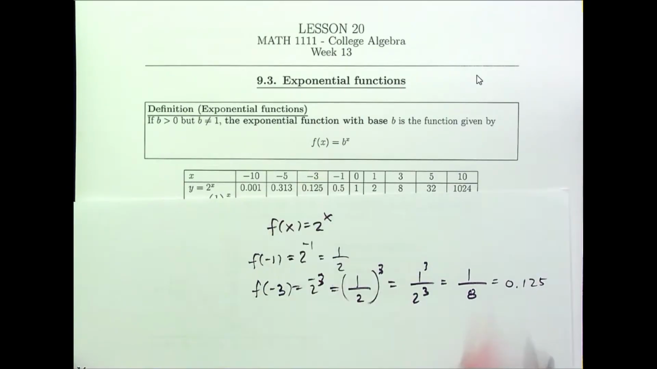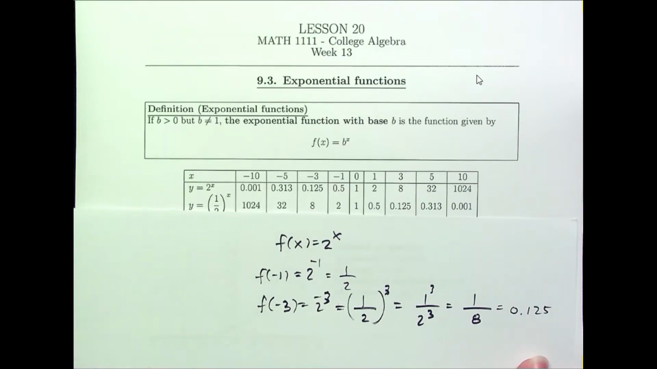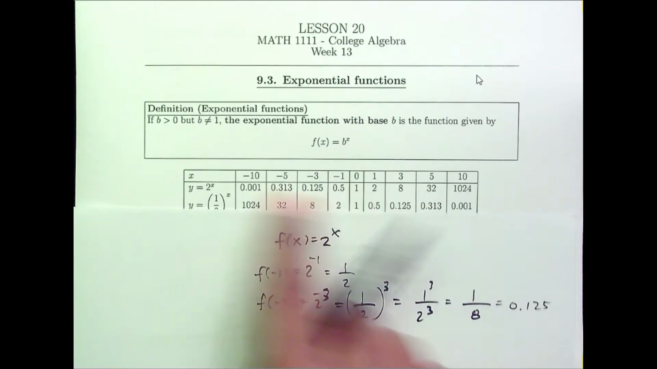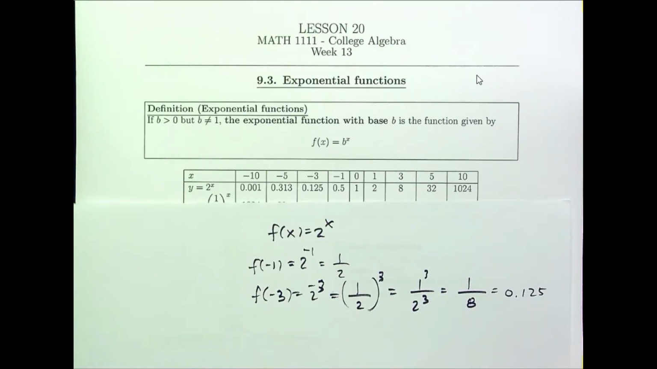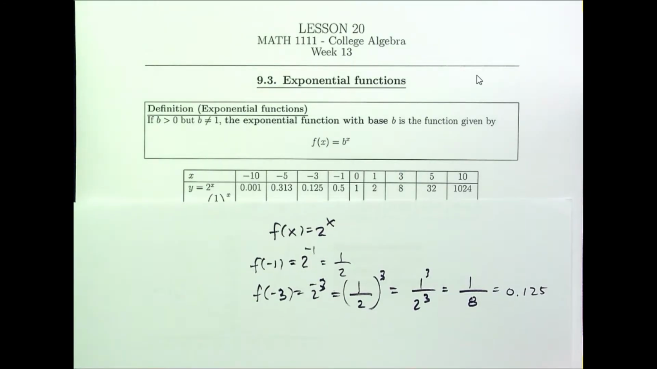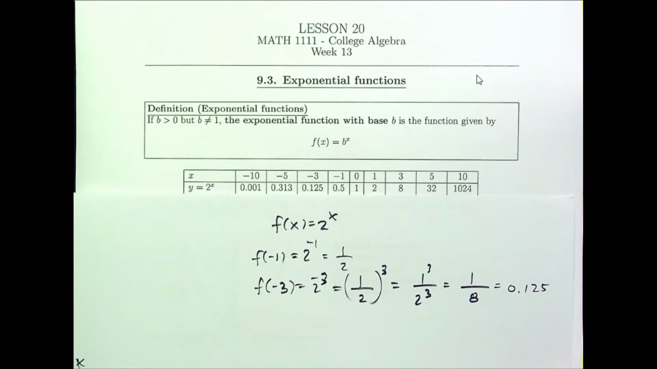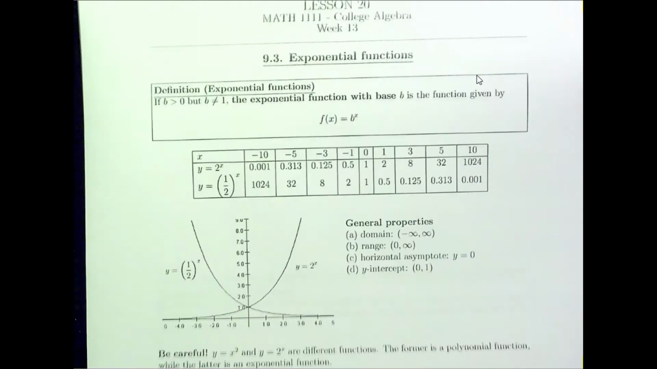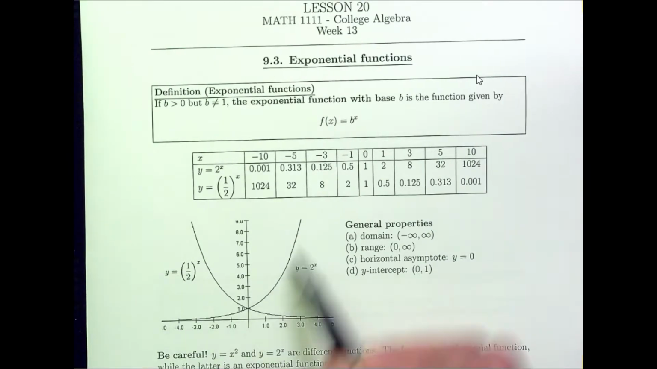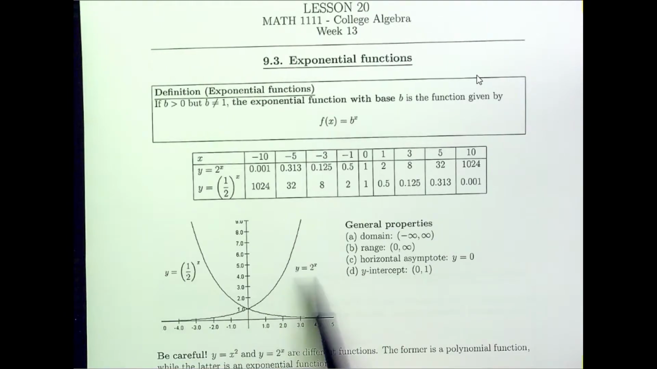So you plug in numbers, positive and negative, and you get that. And then with those numbers, you can plot them all on the Cartesian plane, and you can get the graph of y equals 2 to the x, or f of x equals 2 to the x. In the graph, here it is, right here. The graph of y equals 2 to the x is this one right here.